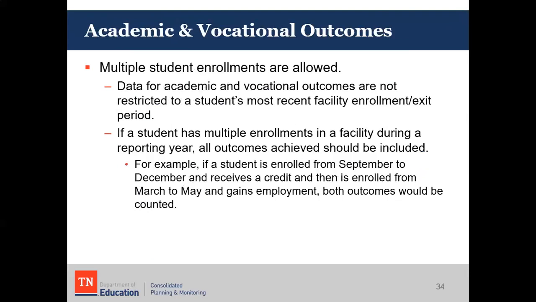Multiple student enrollments are allowed. So data for academic and vocational outcomes are not restricted to a student's most recent facility enrollment or exit period. If a student has multiple enrollments in a facility during a reporting year, all outcomes achieved should be included. For example, if a student is enrolled from September to December and receives a credit, and then is enrolled from March to May and gains employment, both outcomes would be counted.